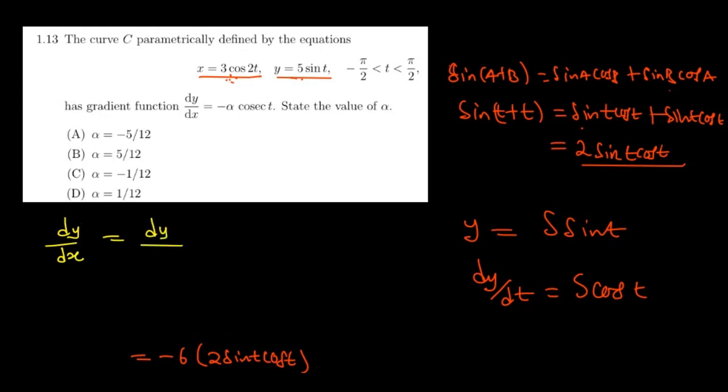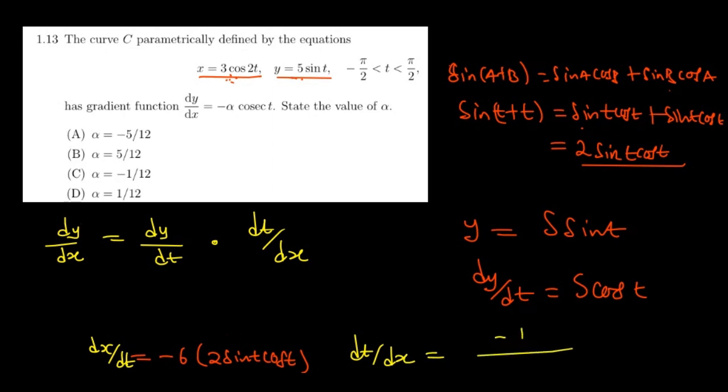dy over dt, and then I multiply this by dt over dx. So remember, this is my dx dt. So my dt dx will just be the reciprocal of this. So my dt dx will just be minus 1 over 6. That 6 now I can even multiply it with these two. So that will be 12 sine t cos t.